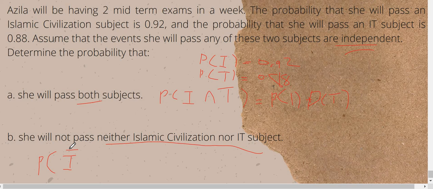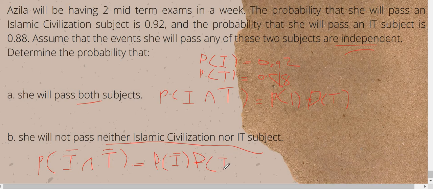This bar represents the complement of the other one. Earlier we had the pass, so now we want to get the fail one, so it's a bar. Since it's both, it means it's an intersection with IT. So therefore, it's the probability of I bar, not plus, multiply by the probability of T bar.